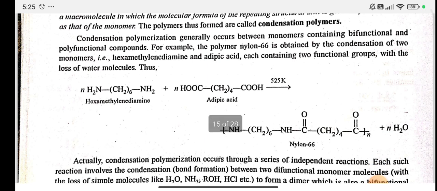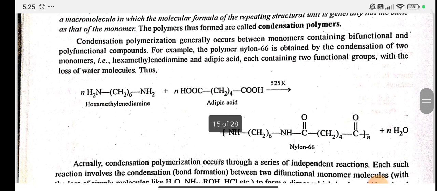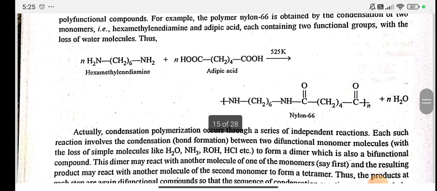Condensation polymerization generally occurs between monomers containing bifunctional and polyfunctional compounds. For example, the polymer nylon 66 is obtained by the condensation of two monomers, hexamethylene diamine and adipic acid, each containing two functional groups, with loss of water molecules.